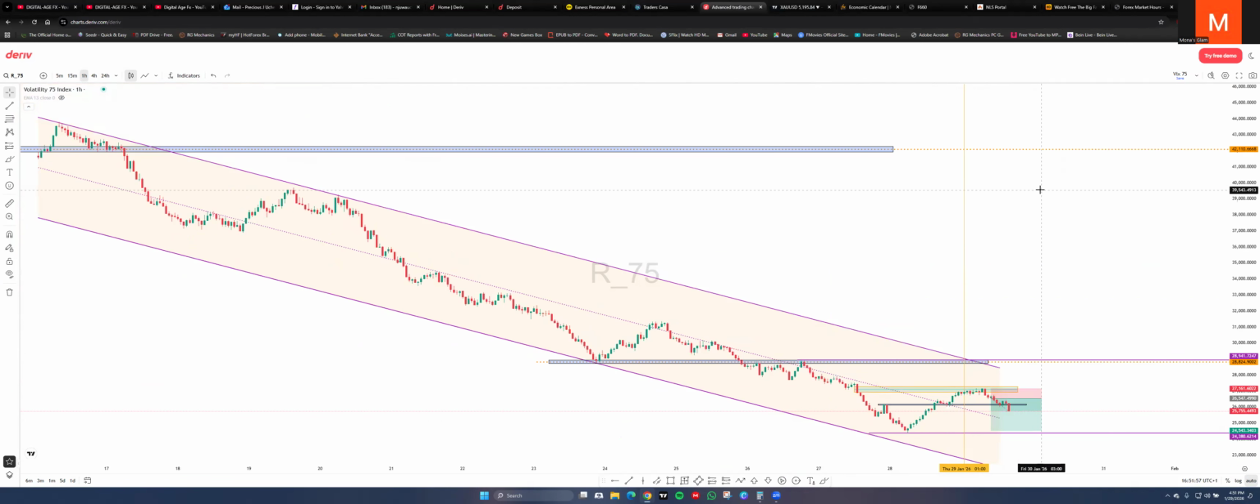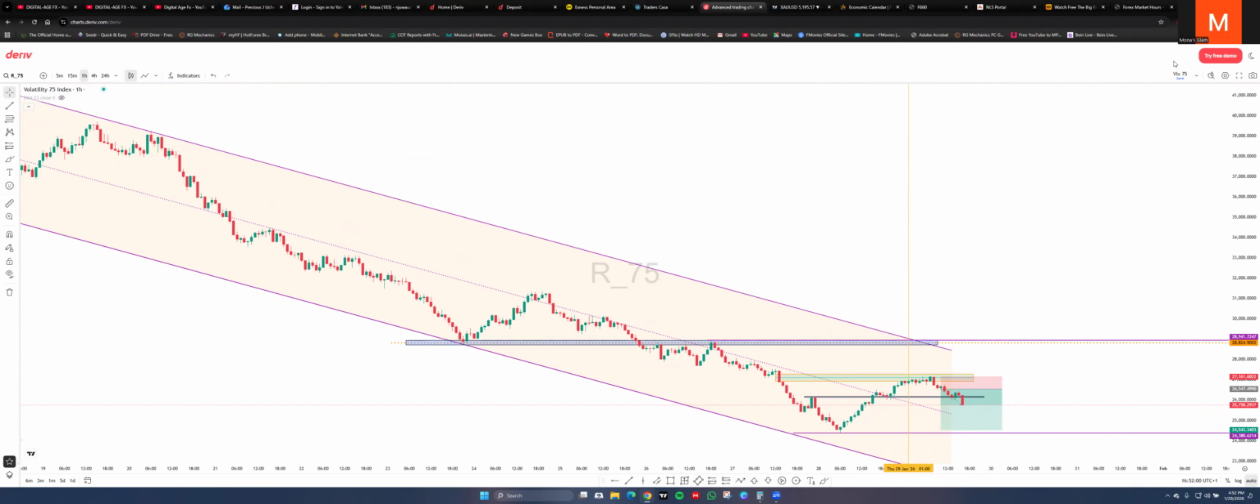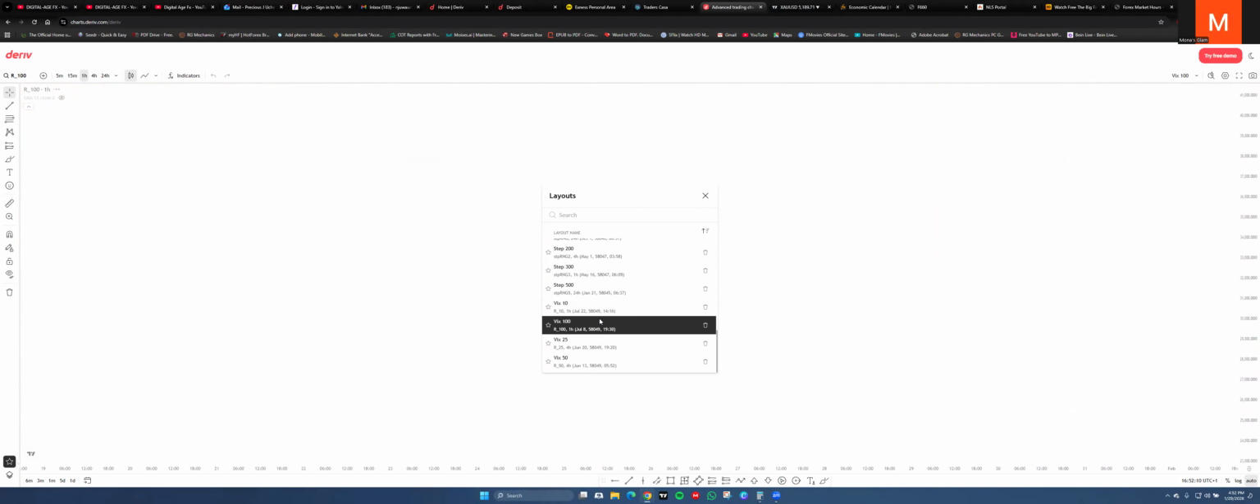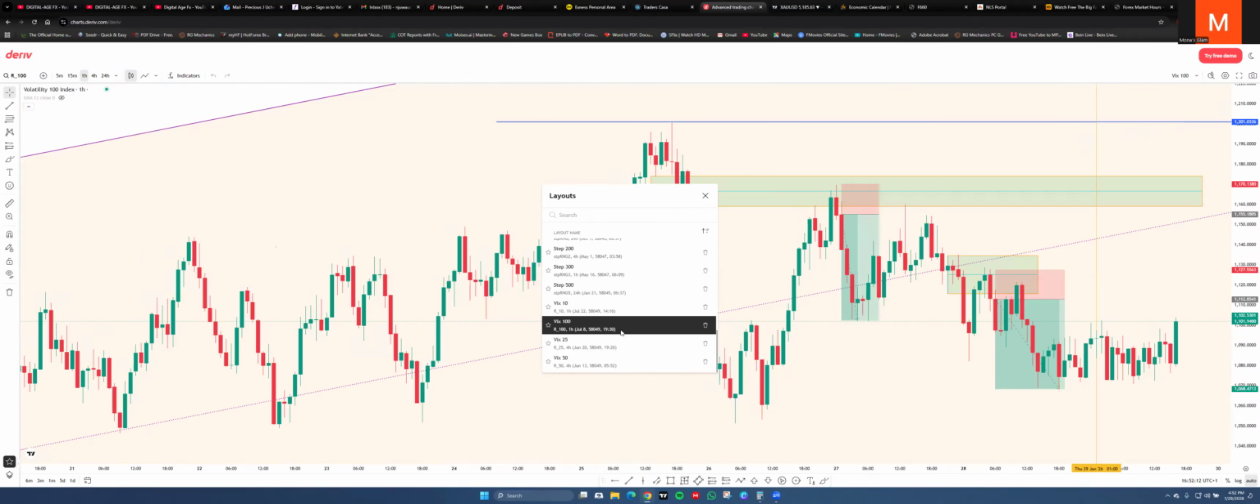Okay, so I entered late on this trade, but I am actually still in the trade. I'll save it. I'm looking for a good pair, a good market to trade at the moment.